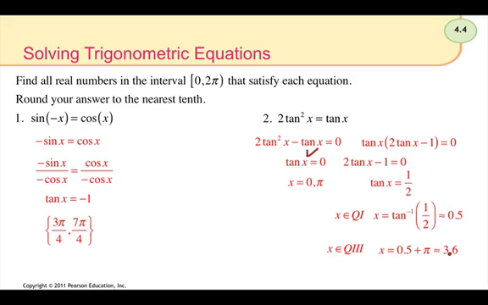So my answers, I'm going to rewrite using set notation, which are going to be these 4 values: 0, pi, and what you see here. So that's the answer to number 2. Let's go to number 3.